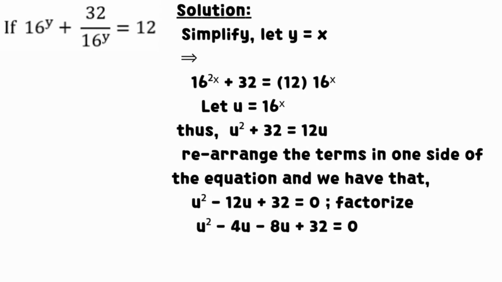Let u equals 16 to the power of x. Thus, the sum of the square of u and 32 equals 12 times u. Rearrange the terms in one side of the equation, and we have the quadratic equation shown on the screen. Factorize this quadratic equation formed.